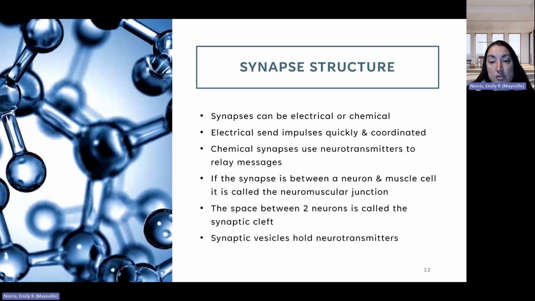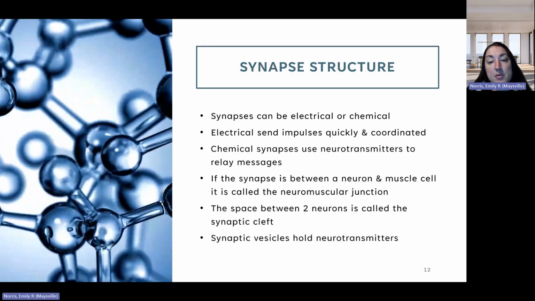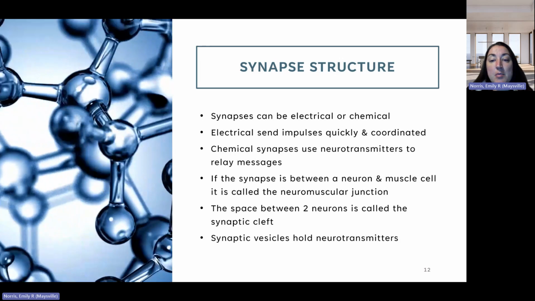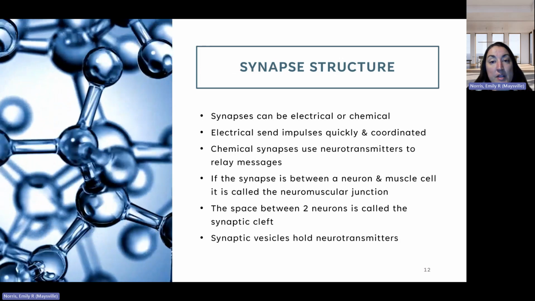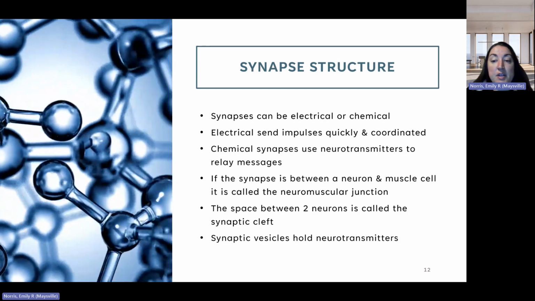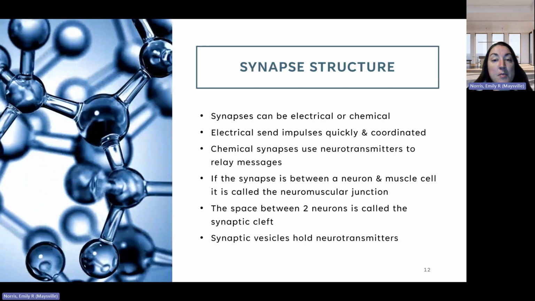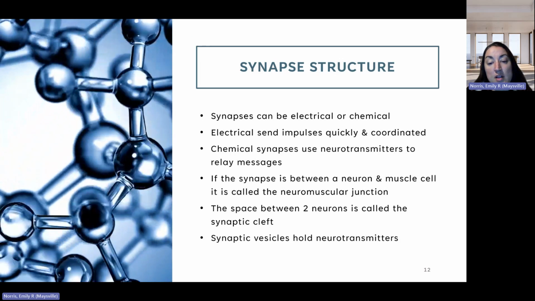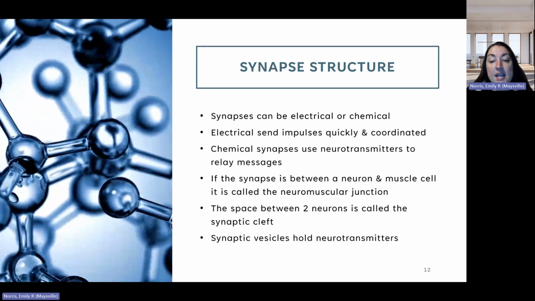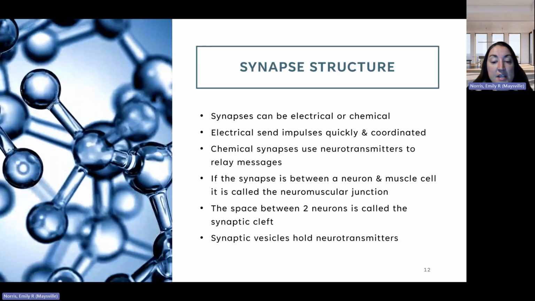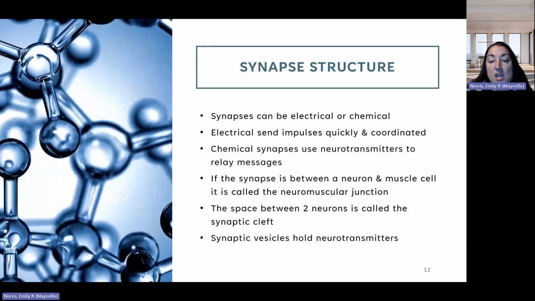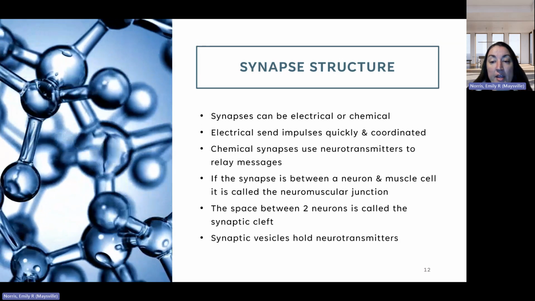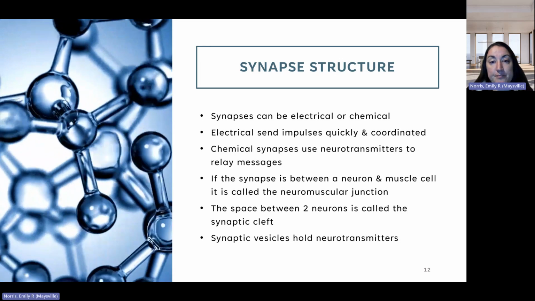The synapse structure. It can be electrical or chemical. Electrical synapses send impulses quickly and are very coordinated. Chemical synapses use neurotransmitters to relay messages. If the synapse is between a neuron and a muscle, that's called the neuromuscular junction. The space between two neurons is called a synaptic cleft. Within the synapse, there are synaptic vesicles which hold neurotransmitters to be used for relaying information.